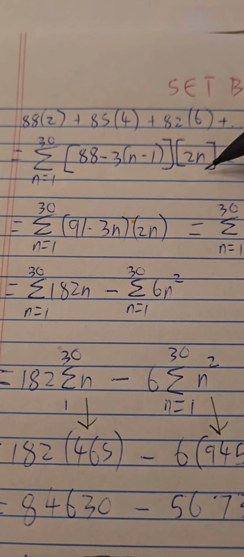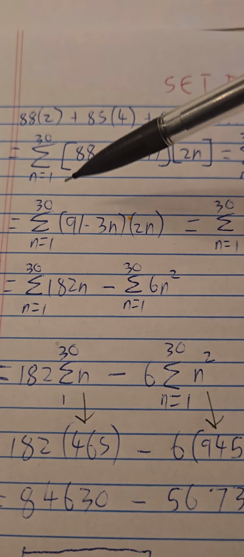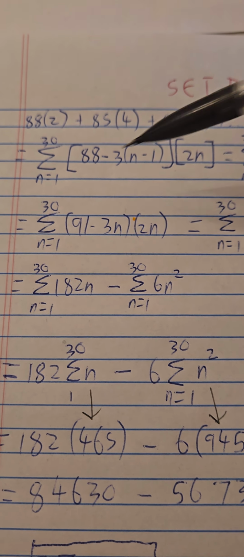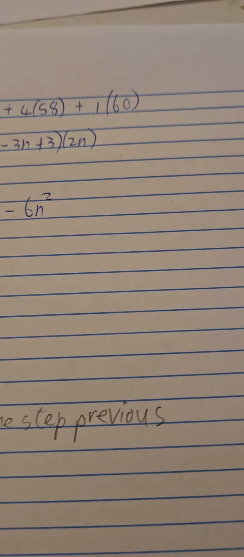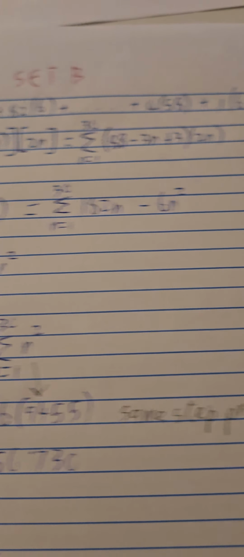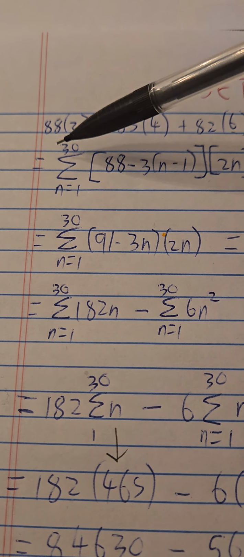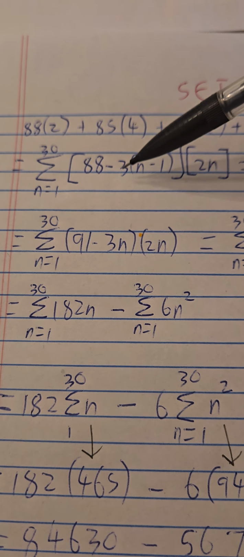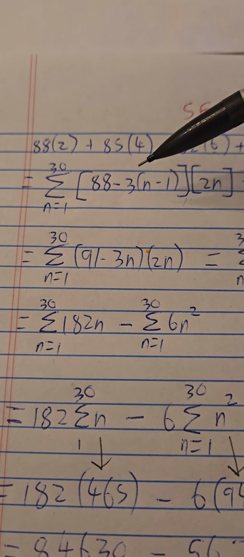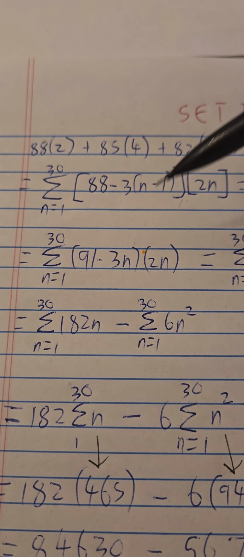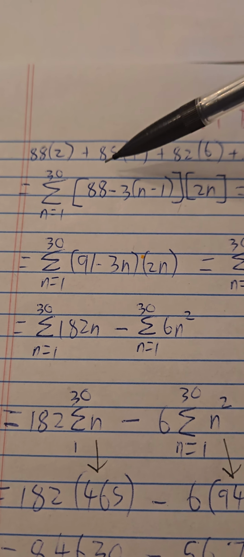I'll do the easy part first. We multiply by 2n. This is all the values of n from 1 to 30. That's 2 times 1, 2 times 2, 2 times 3, all the way until 2 times 30. And to achieve this number, I've got 88 minus 3 times n minus 1. If we plug in n equals 1, n equals 2, n equals 3, we'll get 88, 85.